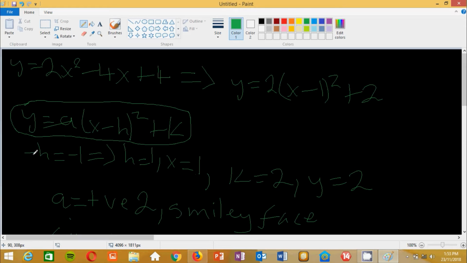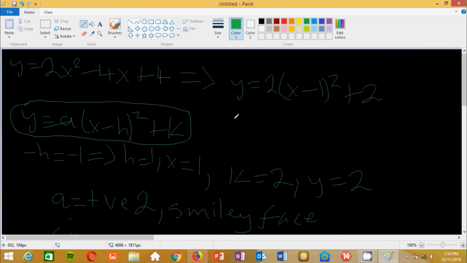Let's say it was negative h is equal to positive 1. Then that would imply that h is equal to negative 1. So x would be negative 1. So the x-coordinate of your turning point would be negative 1. If negative h was equal to negative 4, then h would be 4, so the x-coordinate of your turning point would be 4. So the x-coordinate of our turning point is simply going to be the value of h when we complete the square.